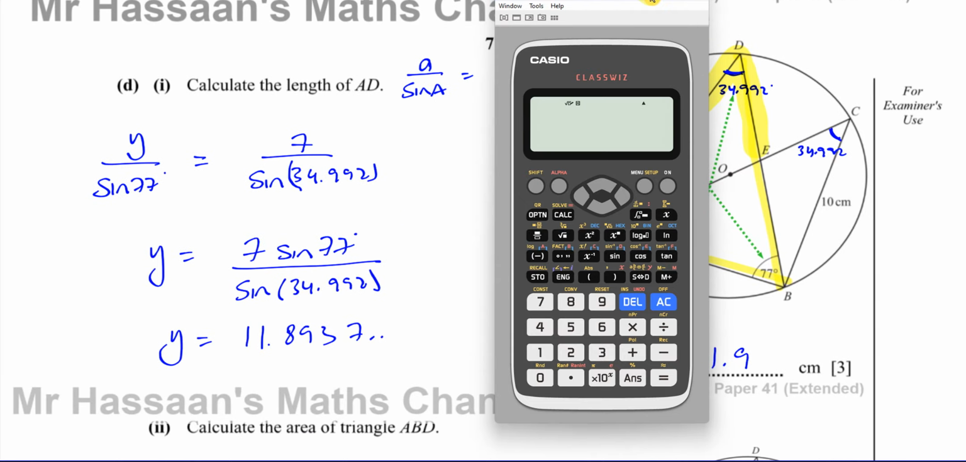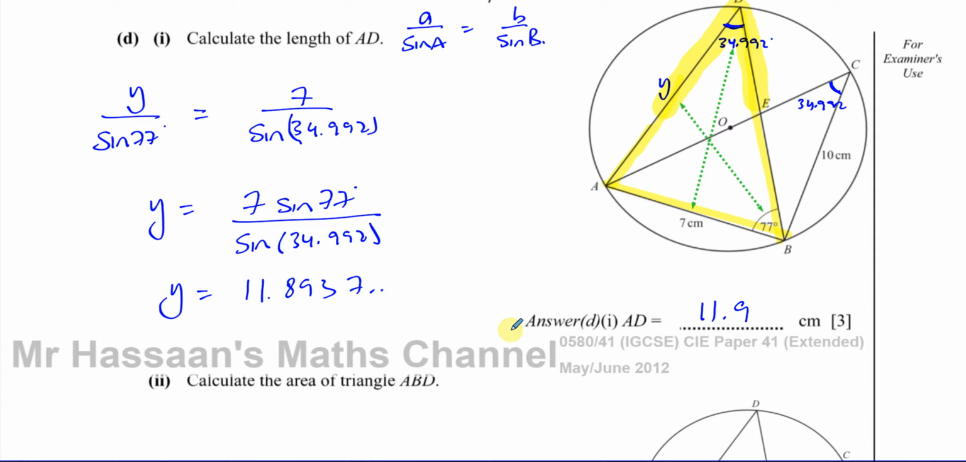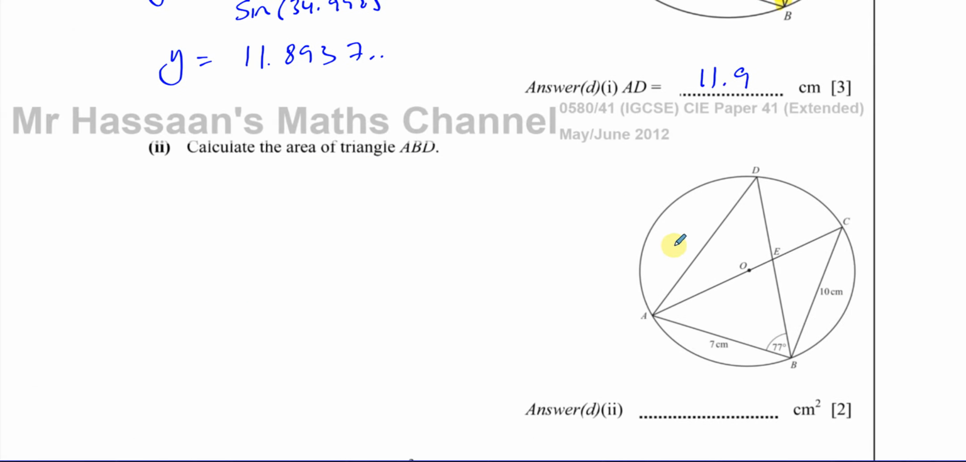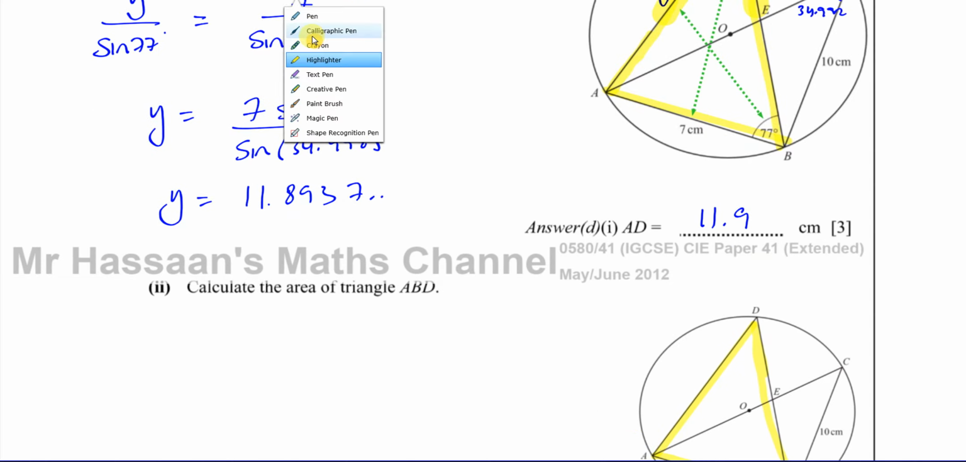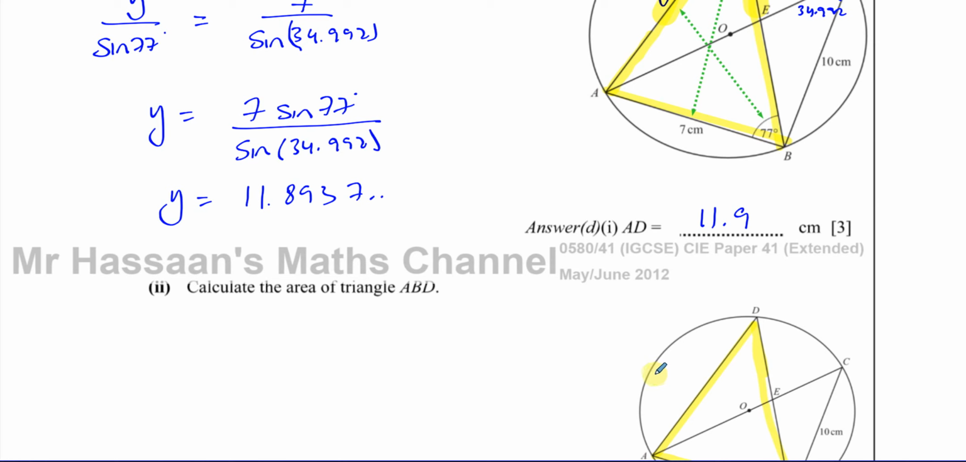Now D part 2, it says calculate the area of triangle ABD. So I want to find the area of this triangle ABD. Okay, so it's this triangle over here, ABD. We need to find its area. Now, so far we've got some information from this previous part of the question. We know that this length is now 11.8937, which is B in my calculator.